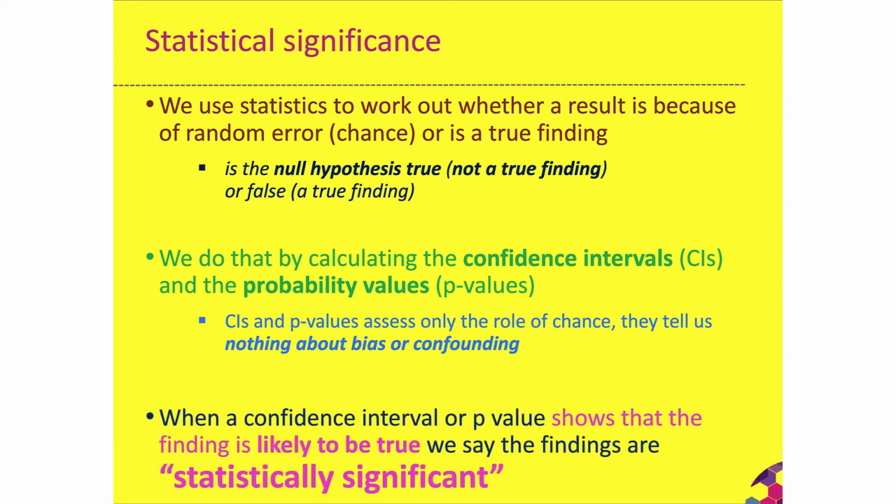So when a confidence interval or p-value shows that the finding is likely to be true, we say the findings are statistically significant. So significant is not important, it just means that it's significant as in there is likely to be a true difference between the two groups, that this is a true finding, that the null hypothesis is false.